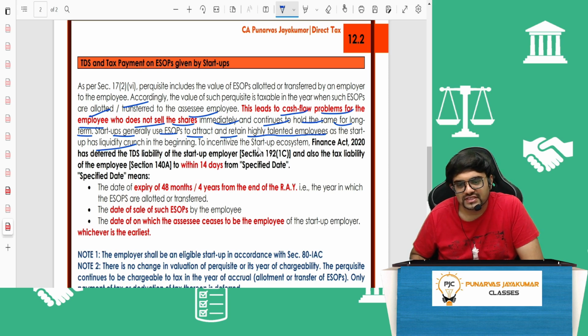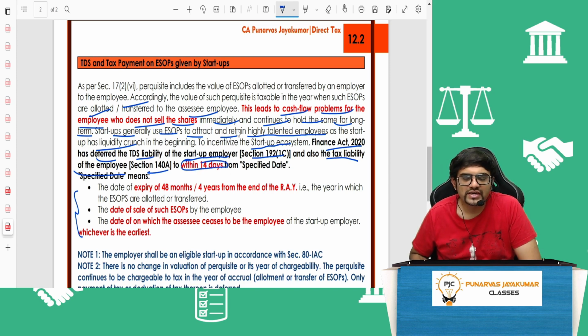Startups generally use ESOP to attract and retain highly talented employees as the startup has a liquidity crunch. To incentivize the startup ecosystem, Finance Act 2020 has deferred the tax liability of the startup employer under 192(1)(c) and also the tax liability of the employee under 140A. Within, this is important, 14 days from the specified date.